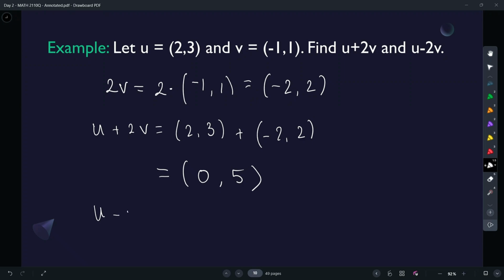u minus 2v would be (2, 3), and I have to scale by minus 2v instead of by 2v. So I'm really adding the negative of that one. So I'm adding this one. So what I get is (4, 1). All right? And if you draw these, you'll see that these parallelogram laws actually work in practice when you do addition in coordinates.